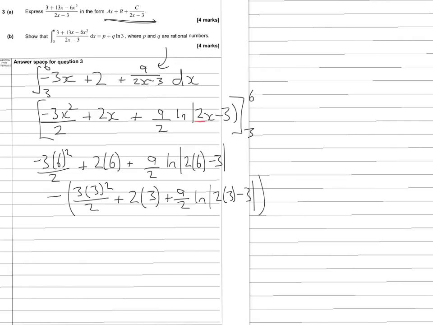Okay, so evaluating each of these here, I guess just using a calculator is fine. 36 divided by 2 is 18, times negative 3 is minus 54, plus 12, minus 54 plus 12 is minus 42, plus 9 over 2 ln of 2 times 6 is 12, minus 3 is 9, ln 9, minus negative 27 over 2, plus 6, plus 9 over 2 ln 3.